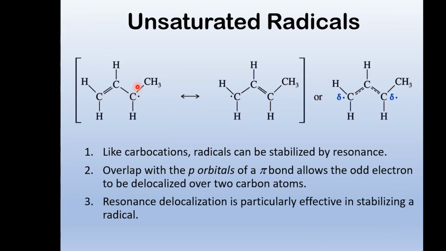Now to do this, I draw a half arrow going that way, half arrow going like that, half arrow going like that, half arrow going like that. So these two electrons get together and form a bond there. One of the electrons pulls up there and forms that new radical. And so this idea of charge delocalization on the carbocation, we see a similar effect here. Resonance delocalization is a stabilizing event. It's particularly effective in stabilizing a radical. And this looks about the same.